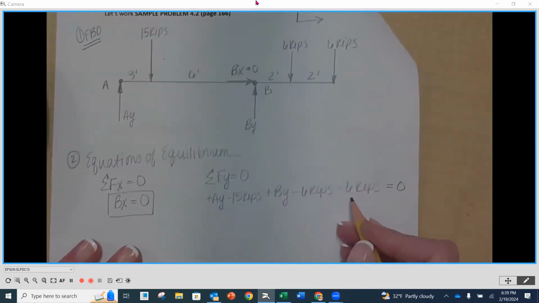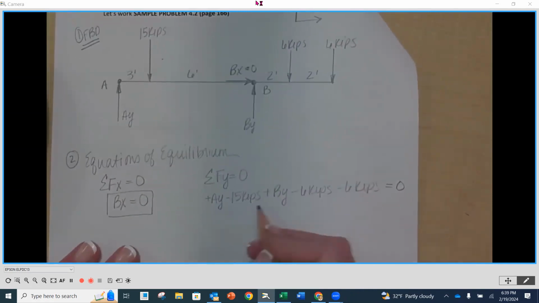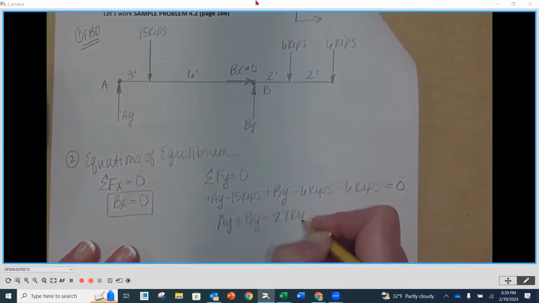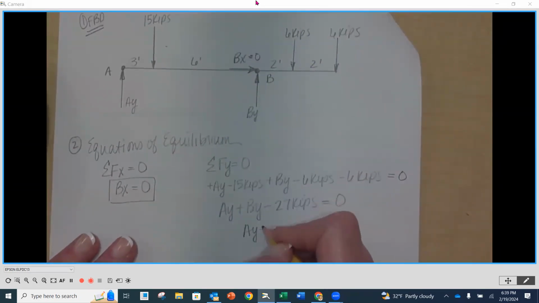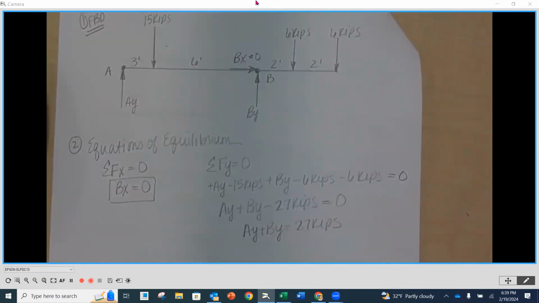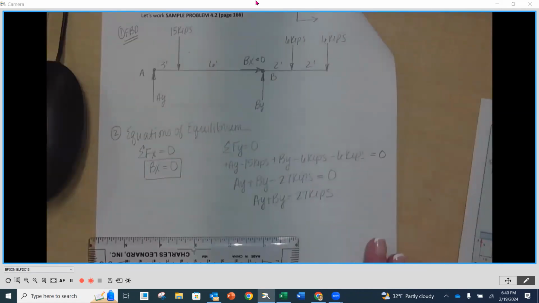So I'm going to combine what I can. It looks like I've got 12 and 15, that's negative 27. So AY plus BY minus 27 kips is equal to 0. I'm going to put the negative 27 on the other side. So I'm going to have AY plus BY is equal to 27 kips. Okay. I'm set up now, right? So I have one more equation of equilibrium that I can use.